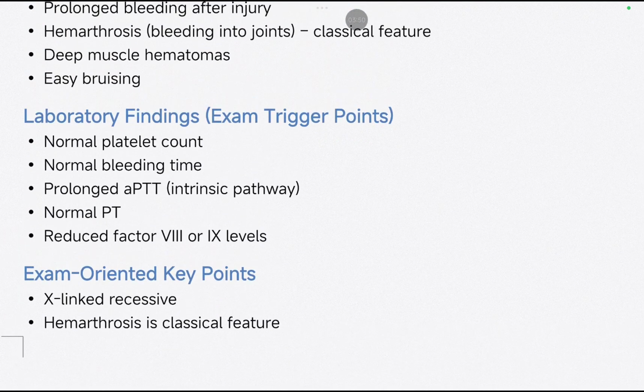And let's see the exam oriented key point, that is the X-linked recessive disorder, and hemarthrosis is a clinical feature.